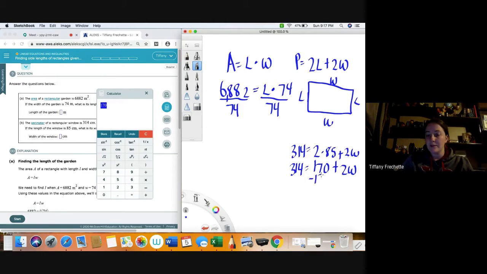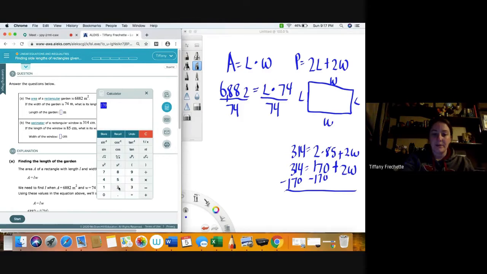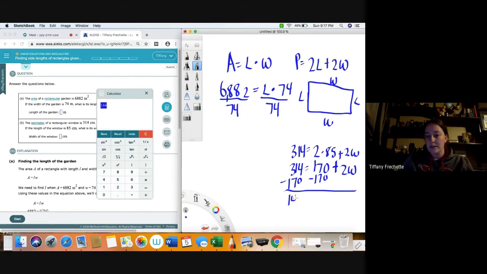So we undo the addition of 170, and I'm not talking about this addition sign. That actually goes with the 2 here, but because there's nothing in front of this 170, I know it's a positive 170. So to move it to the other side, I'm going to subtract. So we get 314 minus 170, which is 144, equals. 170 minus 170 crosses out, which is what we wanted to happen. And we bring down 2W.